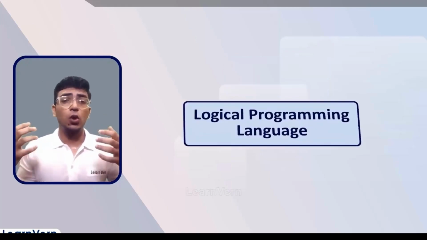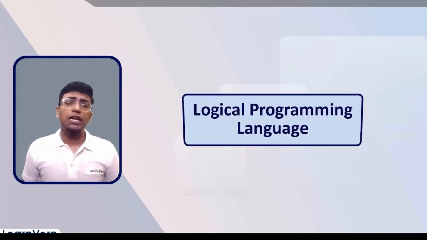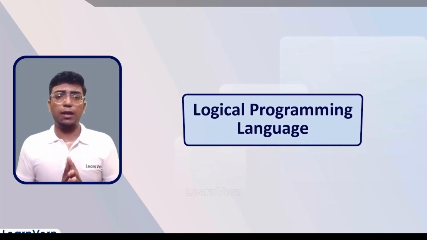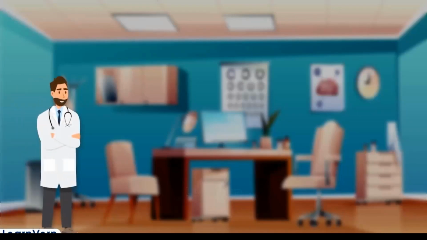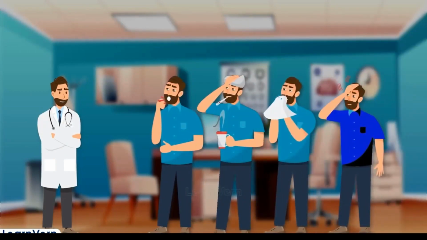The third type is logical programming language. What is a logical programming language? We will understand it with one example. Now we have one doctor here. Every day 200 to 300 patients come to this doctor, and it is very difficult for the doctor to consult or see all these patients and give them the prescriptions. The doctor takes a lot of time and sometimes is not able to complete it in a day.